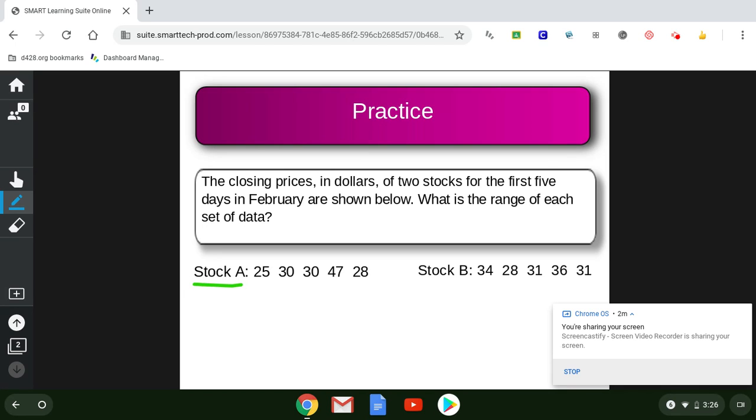Start with stock A to find the range. So again, I find my largest number, which is 47, and I subtract my smallest number, which is 25. And when I subtract those, I get 22. So again, those prices are going to range between $22.